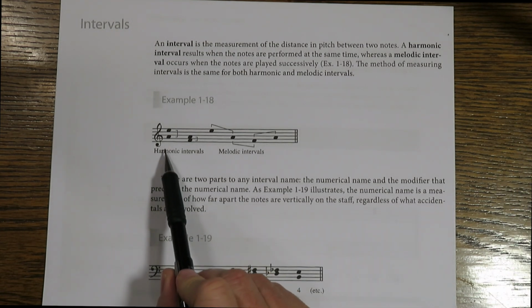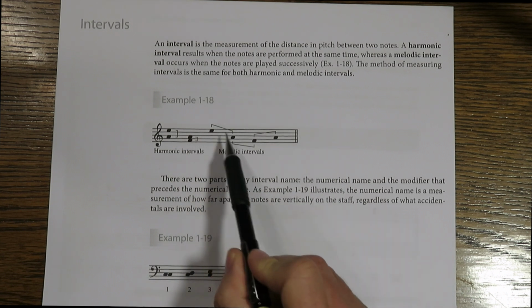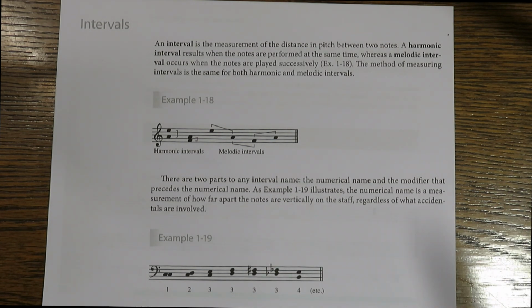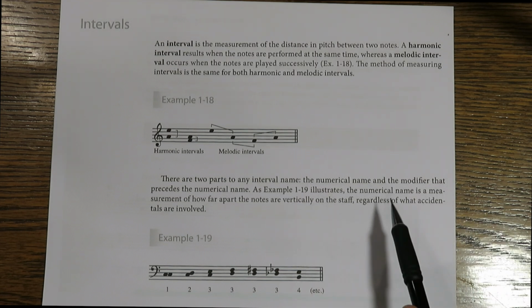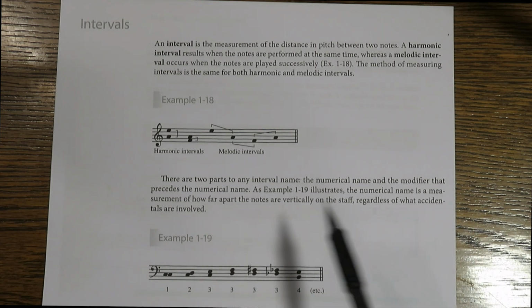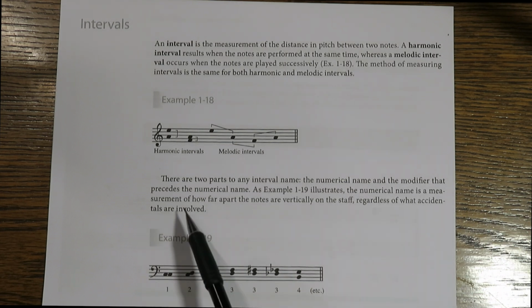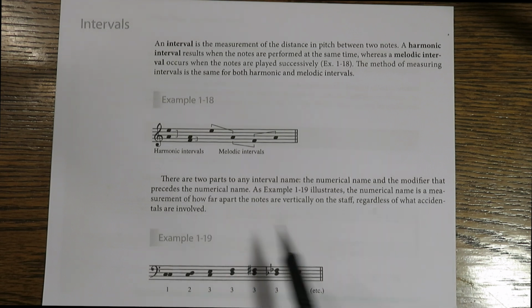And here we have an example of a couple of harmonic intervals. And here are those same intervals in melodic form. So there are two parts to any interval name: the numerical name and the modifier that precedes the numerical name. The numerical name is a measurement of how far apart the notes are vertically on the staff, regardless of what accidentals are involved. Okay, so here we have some examples.